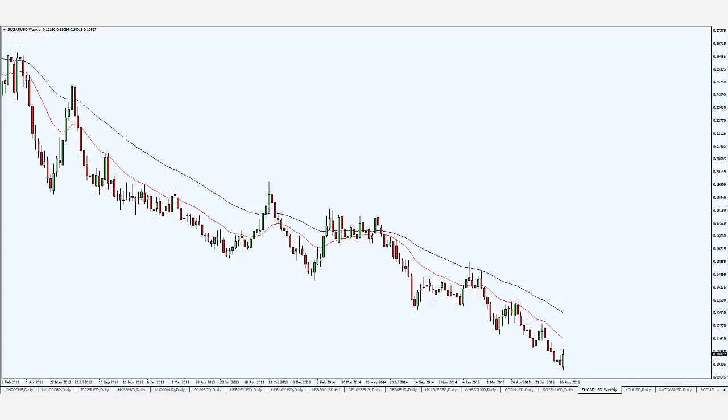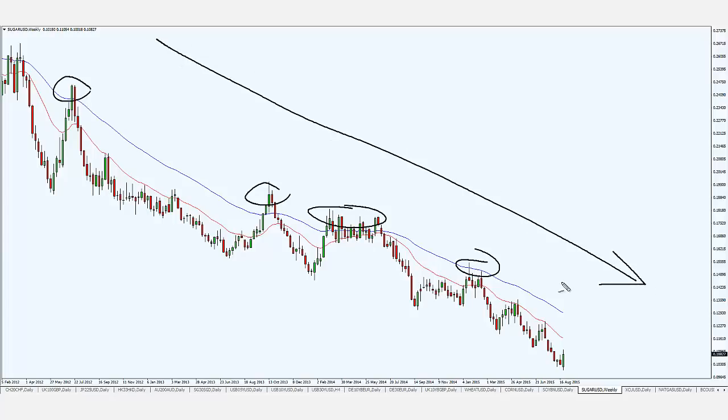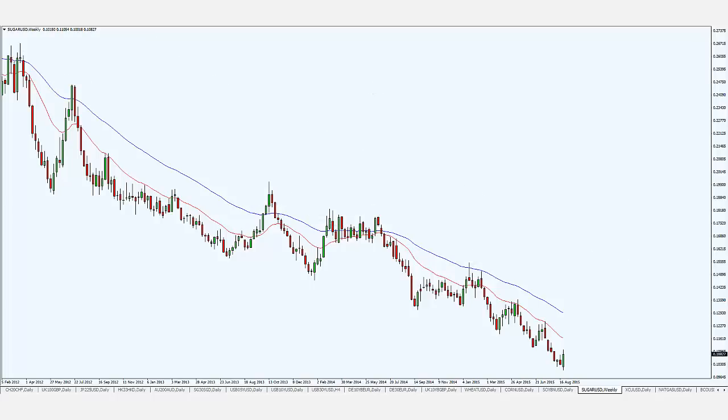Alrighty, so this is the weekly chart of sugar. Sugar is in a very clear, distinct downtrend with a series of lower highs, lower highs, lower highs, lower highs. You get the drift. And yep, the trend is still towards the downside in the longer term perspective. Another thing to highlight is that the blue line over here is the 50 period moving average. The red line is the 20.